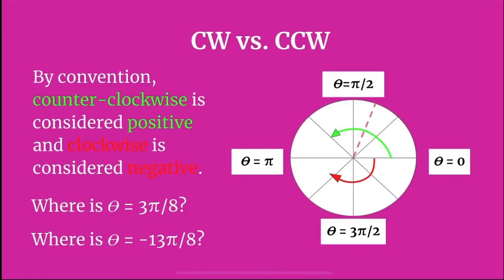Now where is negative 13 pi over 8? When we look for a negative angle, we travel clockwise from the same line theta equals 0 instead of counterclockwise like we did above. This ends up being the same line as the angle we found earlier, just found from the opposite direction. We can check that this is true by seeing if the sum of their magnitudes equals 2 pi, and it does.